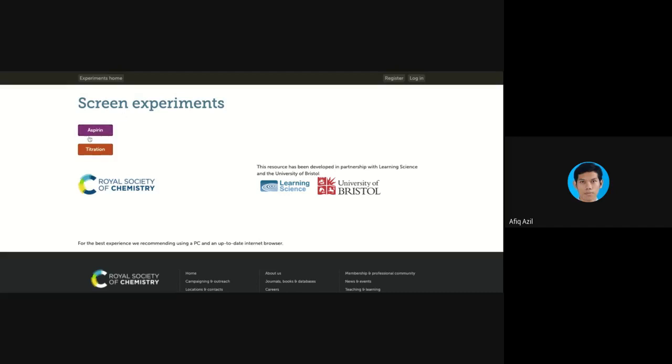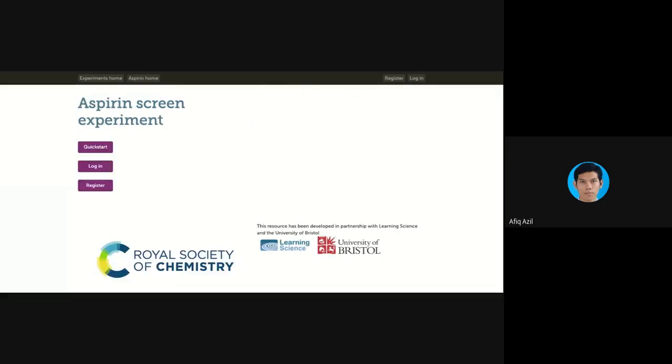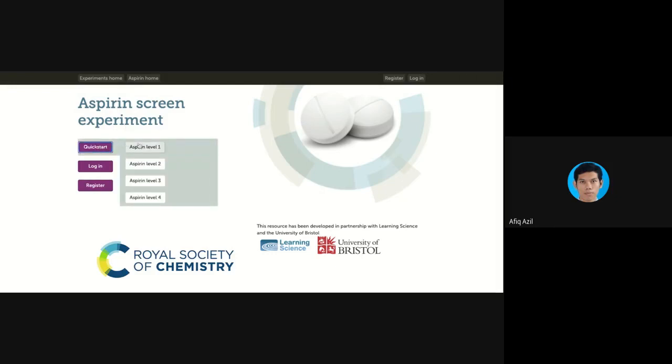There are several screen experiments, but the second one is more on titration. Select the first one, aspirin. There are 3 buttons over here. You straight away press quick start. No need to log in or register. This is for members, I think. You need to have the member ID and also password. So press quick start, and there are several levels. You start with the first one, level 1, and once you finish with this, you can continue with level 2, 3, and 4.